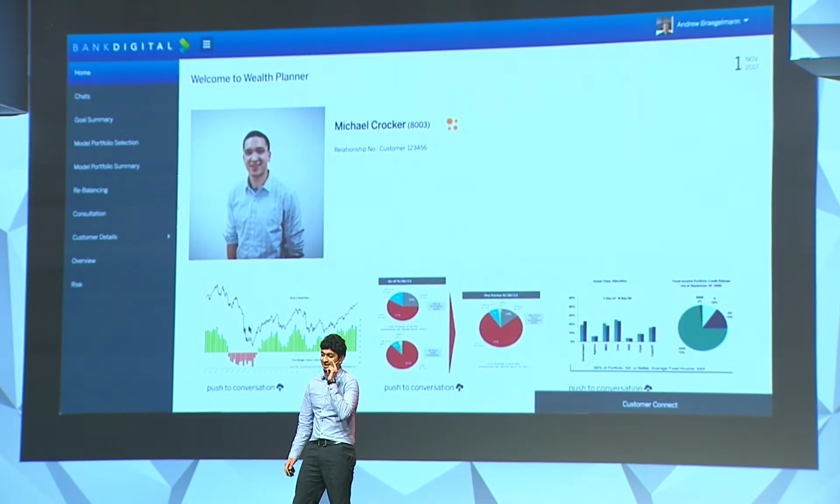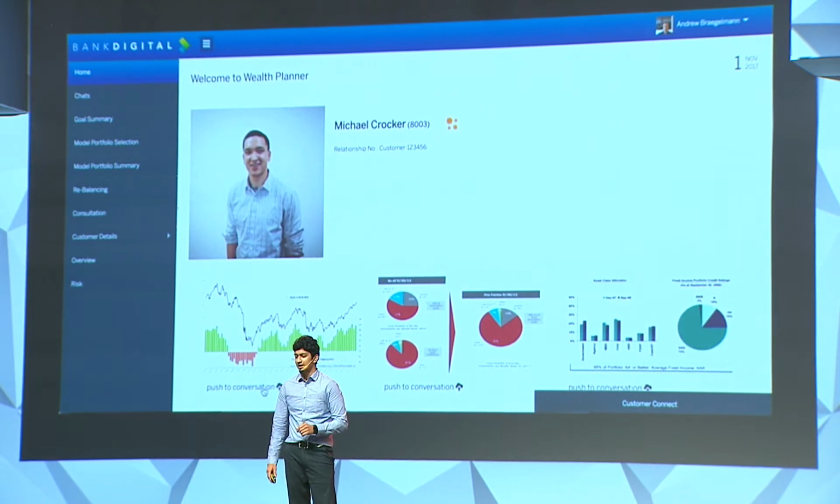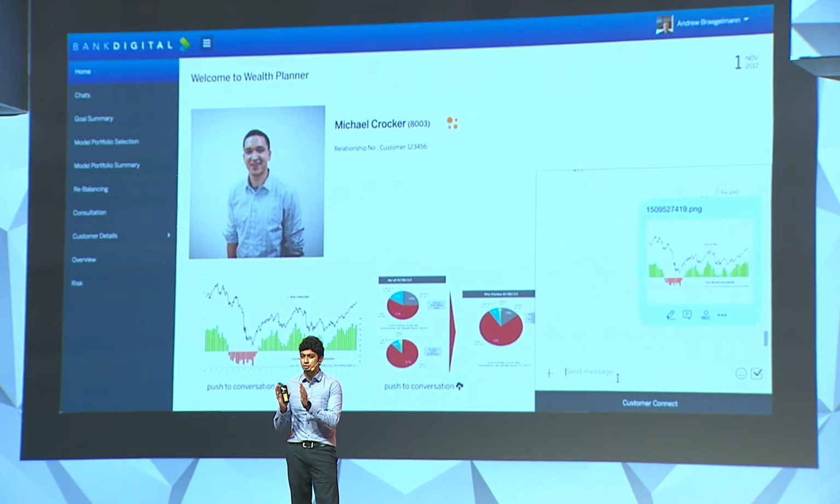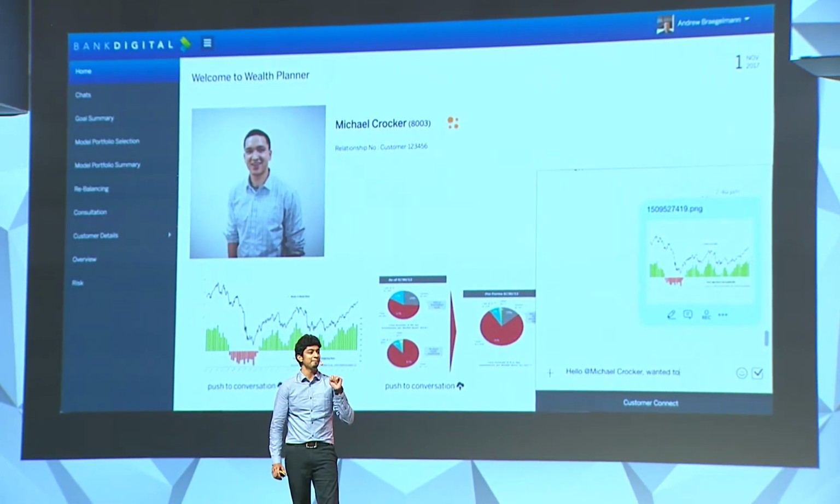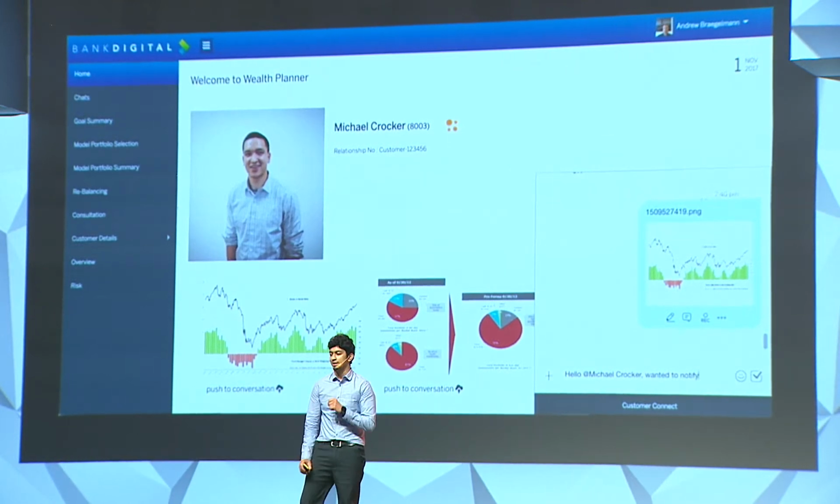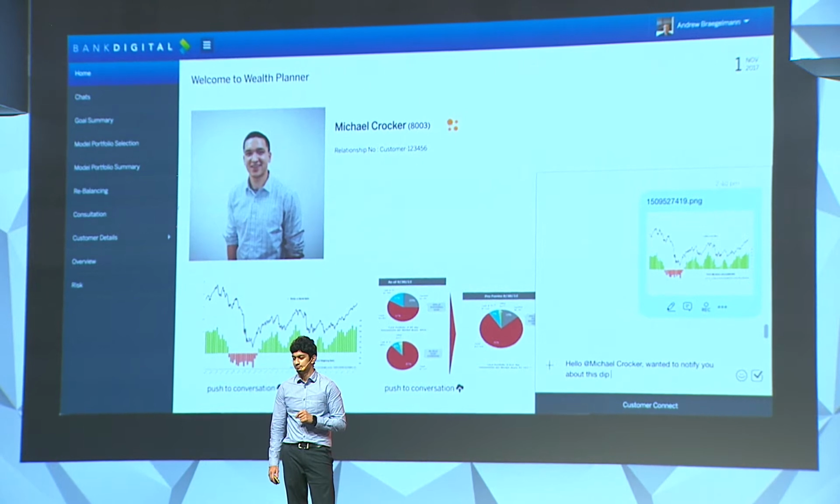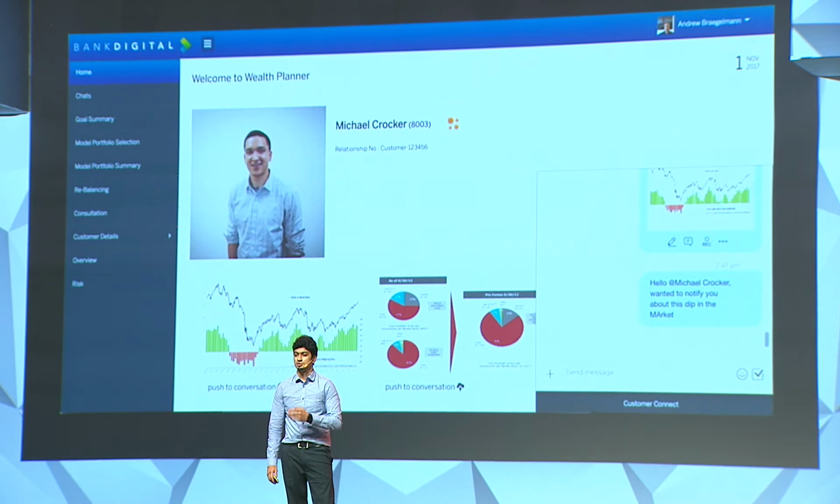Andrew logs into the bank's wealth planner application, notices some movement in the market, and wants to inform his customer, Michael, about it. With a click of a button, he's able to share the market movement graph into Moxtra's secure messaging channel embedded within the bank's wealth planner application. He drops him a message.